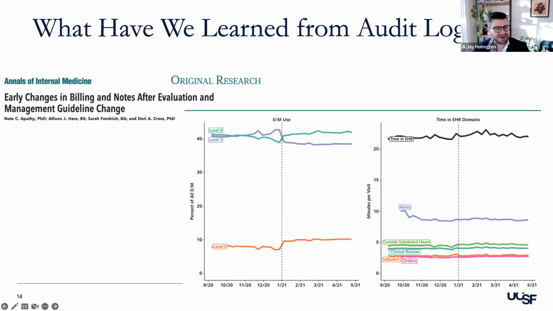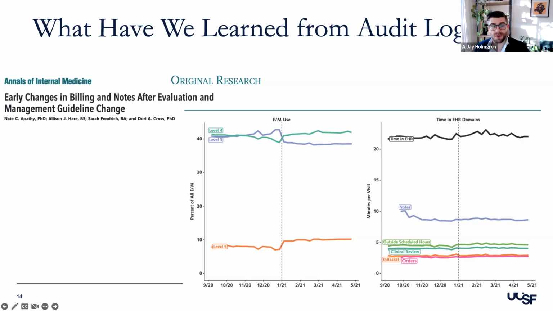First, on the left there, you have the proportion of evaluation and management visits at different levels. And you can see right at that 1st of January, suddenly a bunch of those level 3 visits that we were billing previously are now level 4 visits. So those are now getting reimbursed at a higher rate. On the other hand, we don't see any change in total time in the electronic health record at all. Those lines are totally flat. So what did this policy change actually do? Well, it didn't really accomplish any goals of reducing EHR burden.